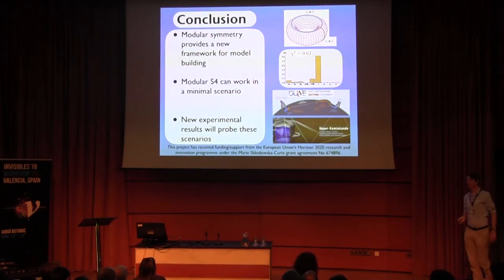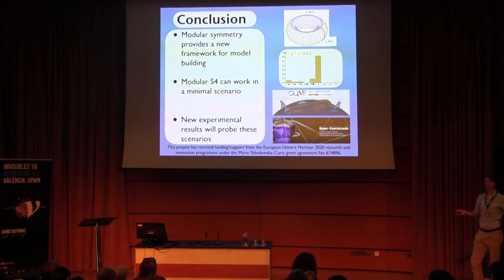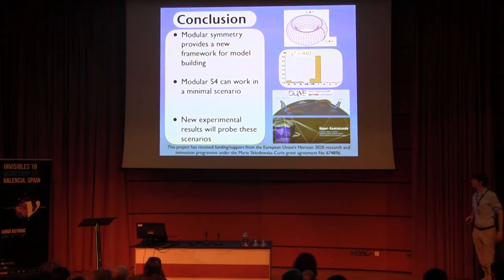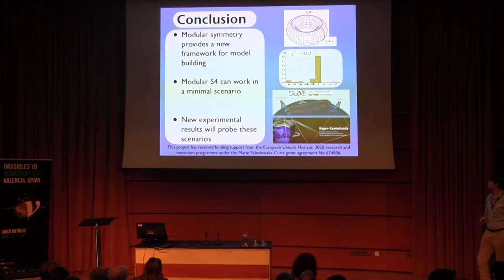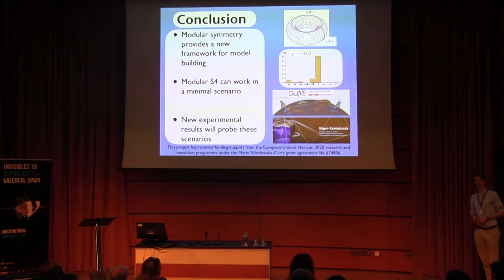Okay, so what are my conclusions? Modular symmetry provides a new framework for model building. This is an interesting idea. It's been extended to the quark sector. And I think in the future, people are going to be really pursuing this to find a new direction in model building. This modular S4 can work in this minimal scenario, so we've done very little, and it's a very predictive model. For the model I show, the chi-squared is extremely small. And new experimental results will probe these scenarios. At JUNO and Hyper-K, we're hoping to get a direct measurement of the mass ordering and the CP violating phase. So thank you. Thank you very much.